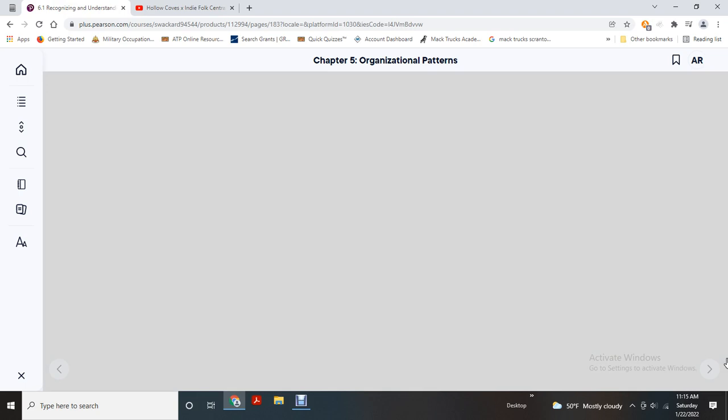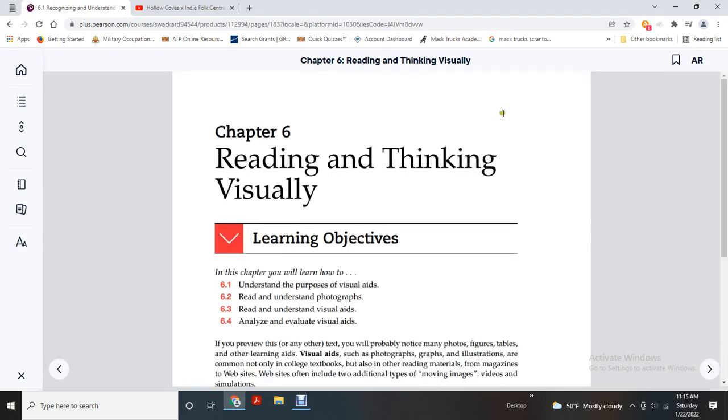Chapter 6: Reading and Thinking Visually.